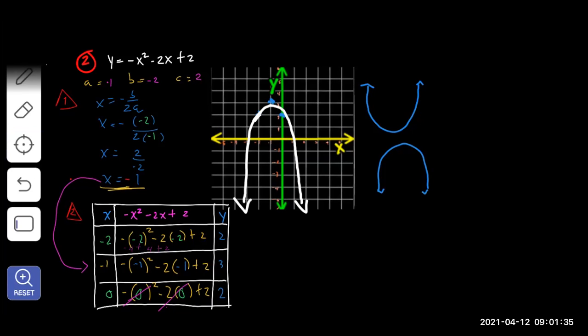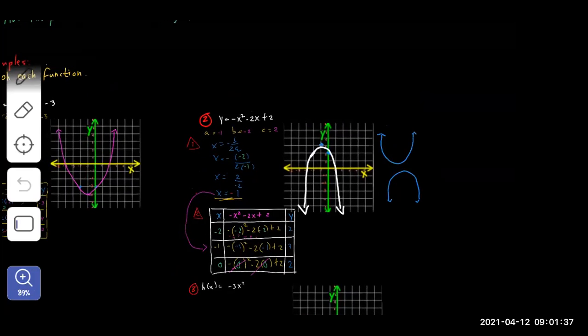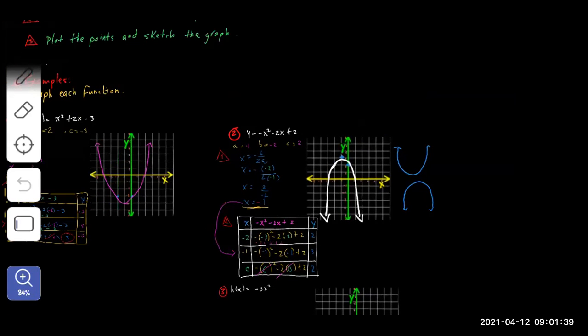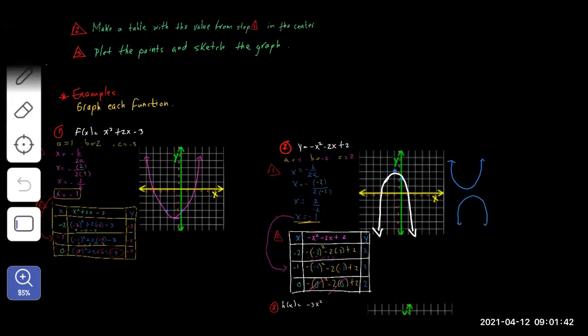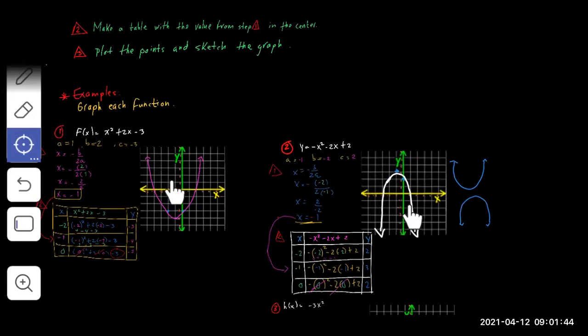But now I want to ask you something. Based on what we have here, take a look, guys. What is the difference between these two graphs? Why is this one opening up and why is this one opening down? If someone can answer me that, you can get an extra one. Why is it different?